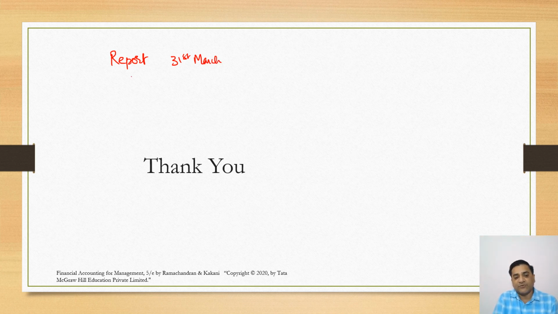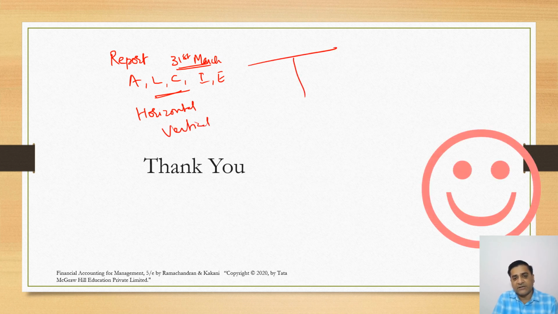Then the ingredients would be assets, liabilities, capital, income and expenditure. When is it prepared? On 31st of March. These are the ingredients. How is it prepared? Horizontal or vertical. What is horizontal? This is the horizontal format, wherein you have equity here, the difference of profit and loss, which is called reserves. Then you have liabilities. Here you have the assets, income, expenditure. So 1, 2, 3, 4, 5.